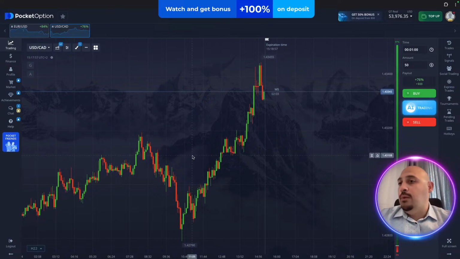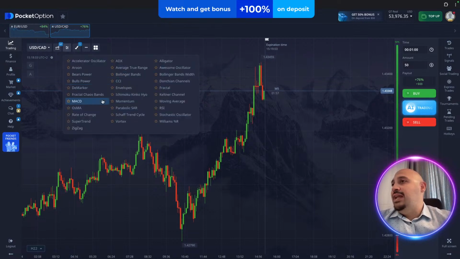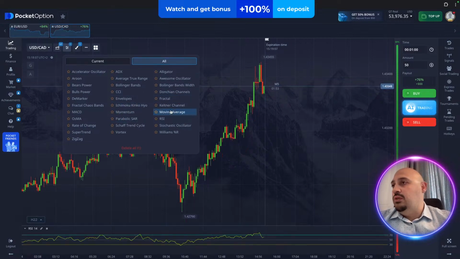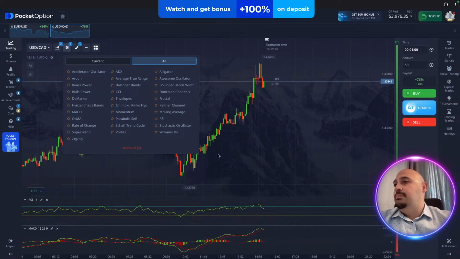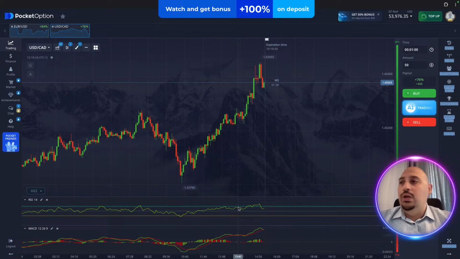So, how to apply them? All you've got to do, guys, is to come right over here, click this button right here, and you will see all the indicators that are available on the platform. I'm going to click on the RSI and leave it on the default settings for now. I'm also going to choose the MACD. Now that I have my RSI here and my MACD here, let's explain a little more about how they work and what we are looking at.